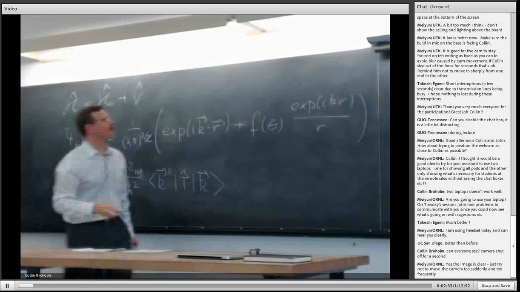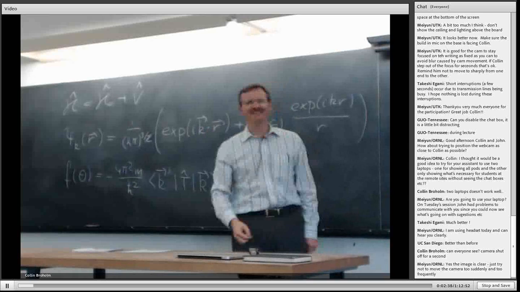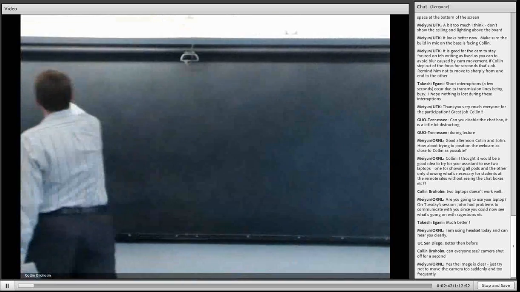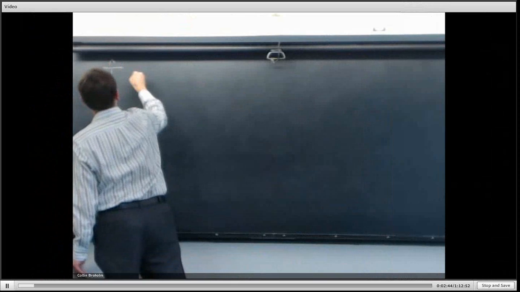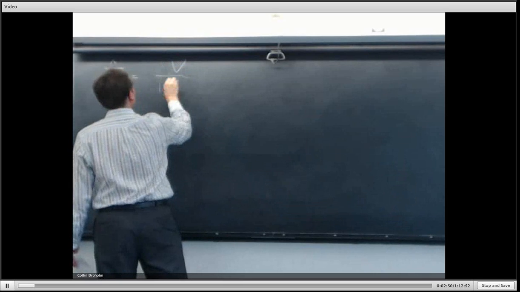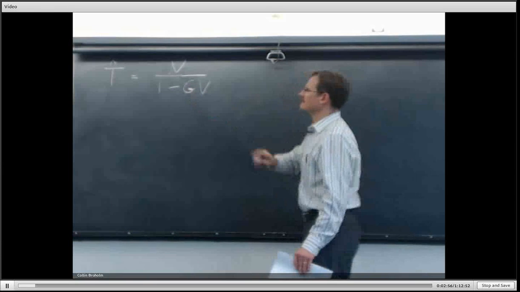Okay, what is that operator? Just to remind you, and I'm going to have to ask you to switch to the middle section. What that operator looked like is as follows. T was equal to V divided by 1 minus GV. G was the propagator for the free neutron. V was the interaction potential that we saw in our initial problem.